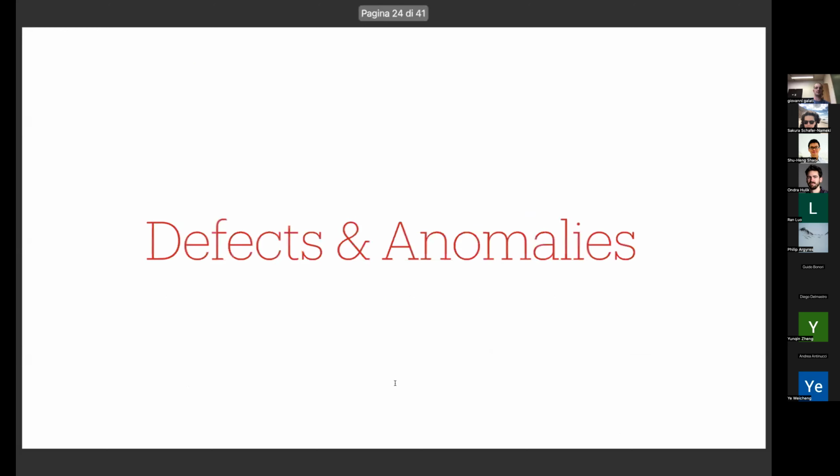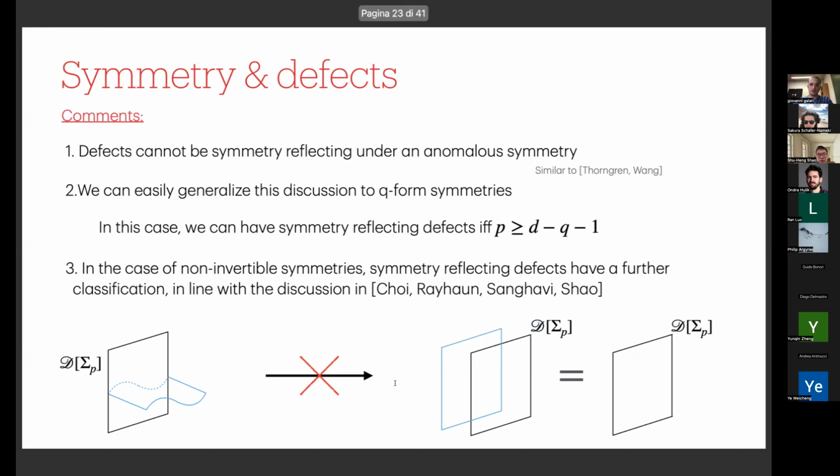Okay, other questions about these symmetry reflecting defects? Otherwise, I will move to other constraints on the energy flow. For the higher form symmetry case, and if it is invertible, when p is not codimension 1, then you can no longer do the folding, right? Yes. To relate to the folded theory.